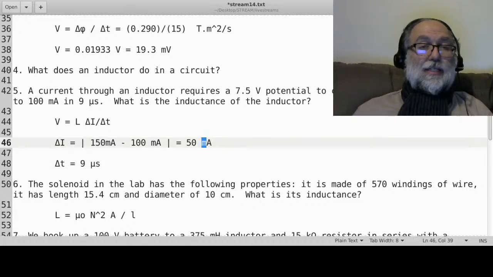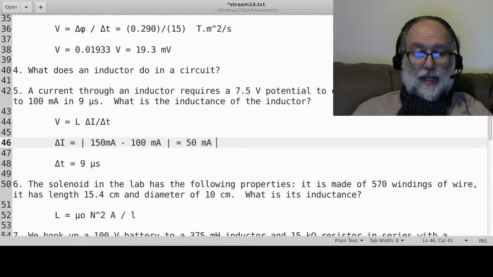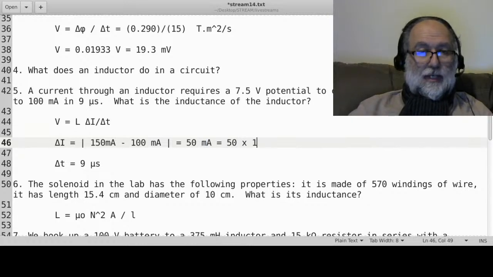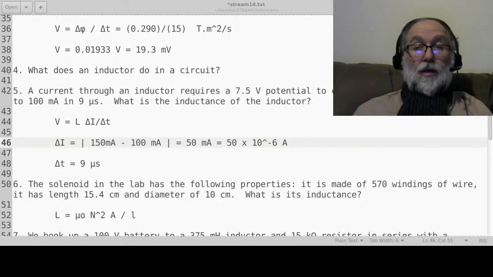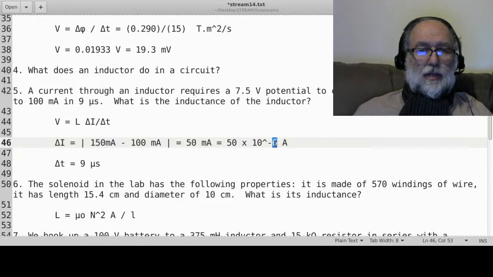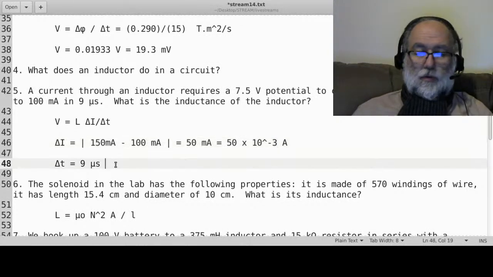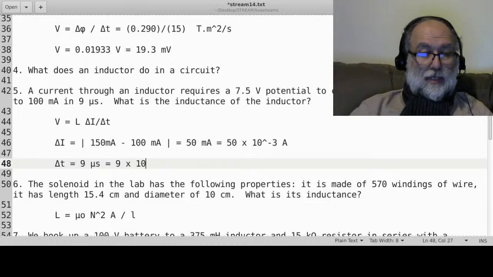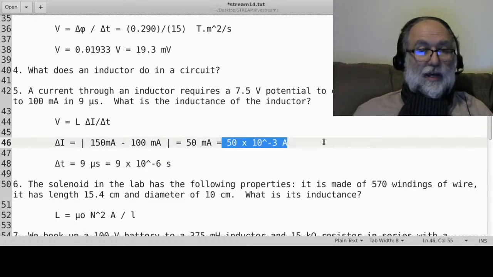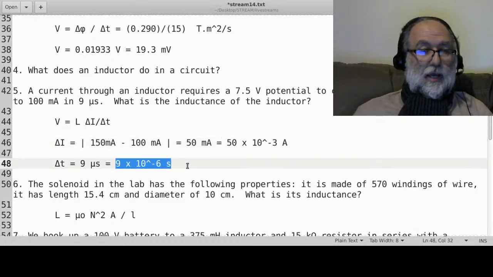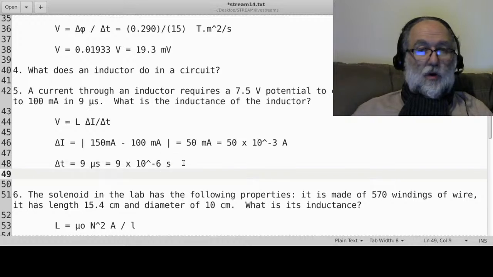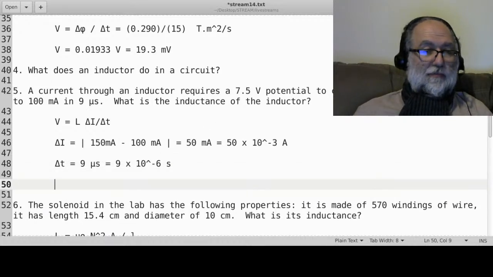So milli is 10 to the minus 6. Maybe we should write that here. 50 times 10 to the negative 6 amps, like that. Okay, and micro, milli is 10 to the minus 3, and micro is 10 to the minus 6. So this will be 9 times 10 to the negative 6 seconds. Okay, so there we go. We've got it in MKS units. Okay, and the voltage was 7.5 volts.